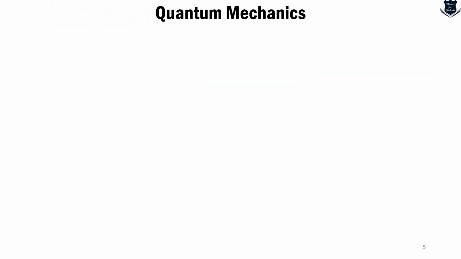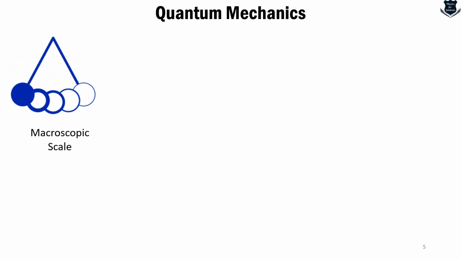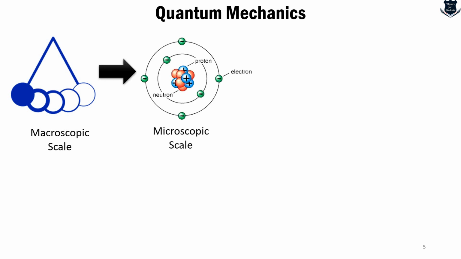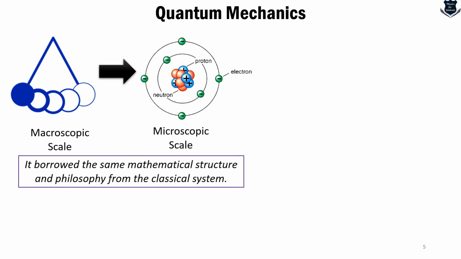Now you see that when we started with our classical understanding of the model, we saw something which is called a macroscopic scale. Newton's laws of motion, Galileo's law, Kepler's law, planetary motion, everything was defining things at quite a precise level at the macroscopic scale. Now, when we move from the macroscopic to the microscopic scale, we should understand one thing: it borrowed the same mathematical structure and philosophy from the classical system.